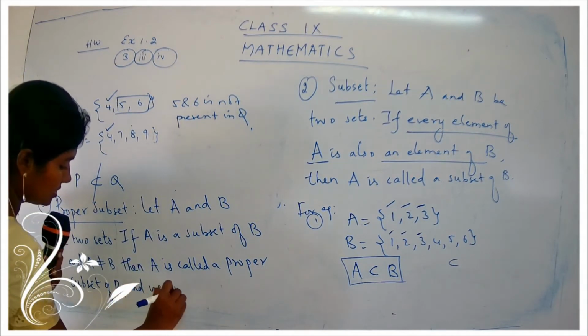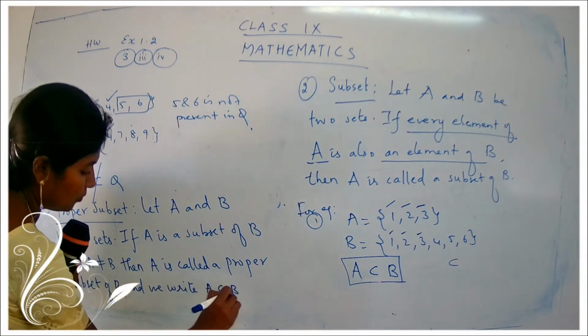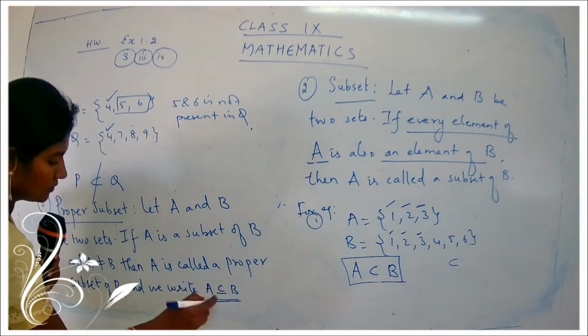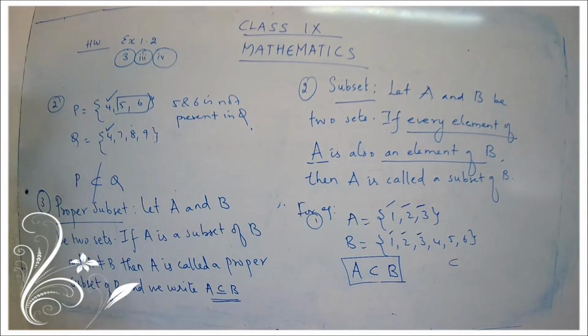And we write it with a subset sign and a line. For proper subset, a C and a line. A proper subset of B. Take down the examples. Let A and B be two sets. If A is a subset of B and A not equal to B, then A is called a proper subset of B, and we write A proper subset of B. I'll give you an example so that you'll be clear with the definition of proper subset.